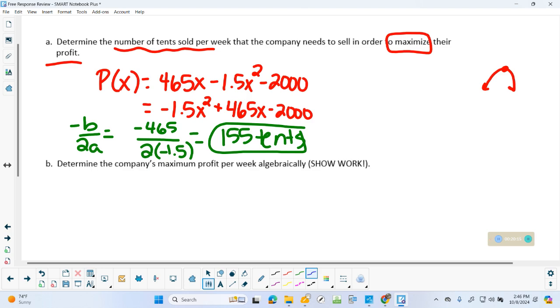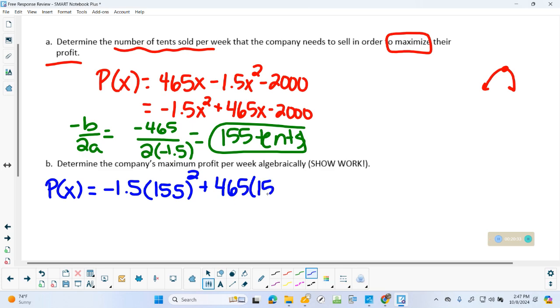Alright. Well, if X represents the number of tents, I'm just gonna put 155 in for X to get the profit. So here's my work. I'm gonna do negative 1.5 times 155 squared. Of course, we're gonna use our calculators to get the answer though. Plus 465 times 155, and then minus 2,000. So that would be my work for it. I'm gonna throw a dollar sign on since we're talking about money here. Punch it in. I forget the answer for this one. Should be like $34,000, 3750. Got it.